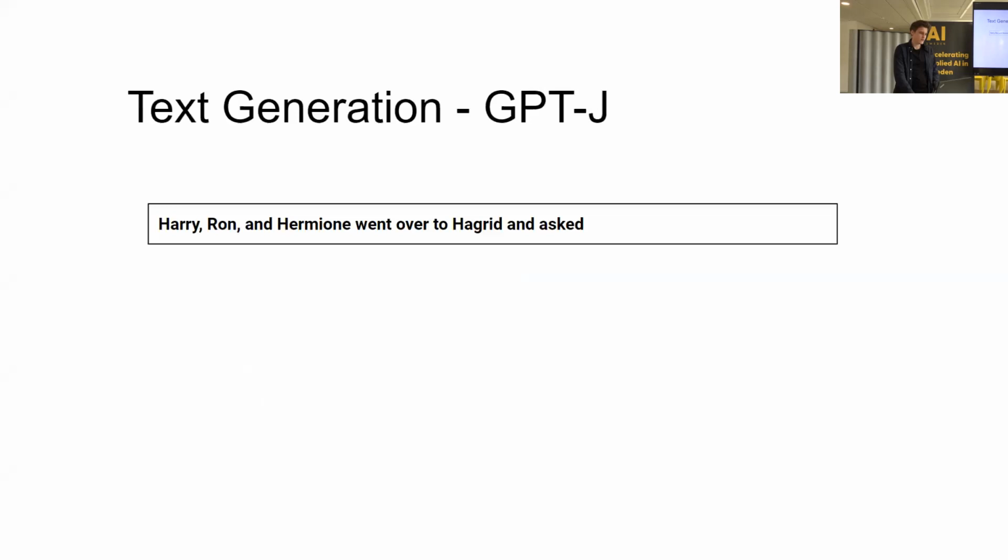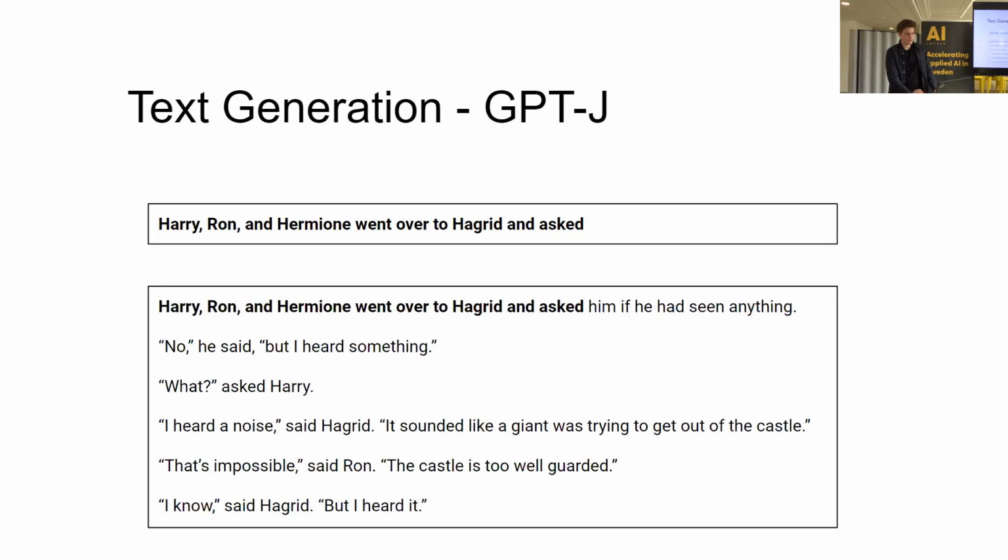And a real example of this is with GPT-J, a EleutherAI 6 billion parameter model. Here I prompt the model with "Harry, Ron, and Hermione went over to Hagrid and asked". And then it continues with this entire text. So it continues with "him if he had seen anything."